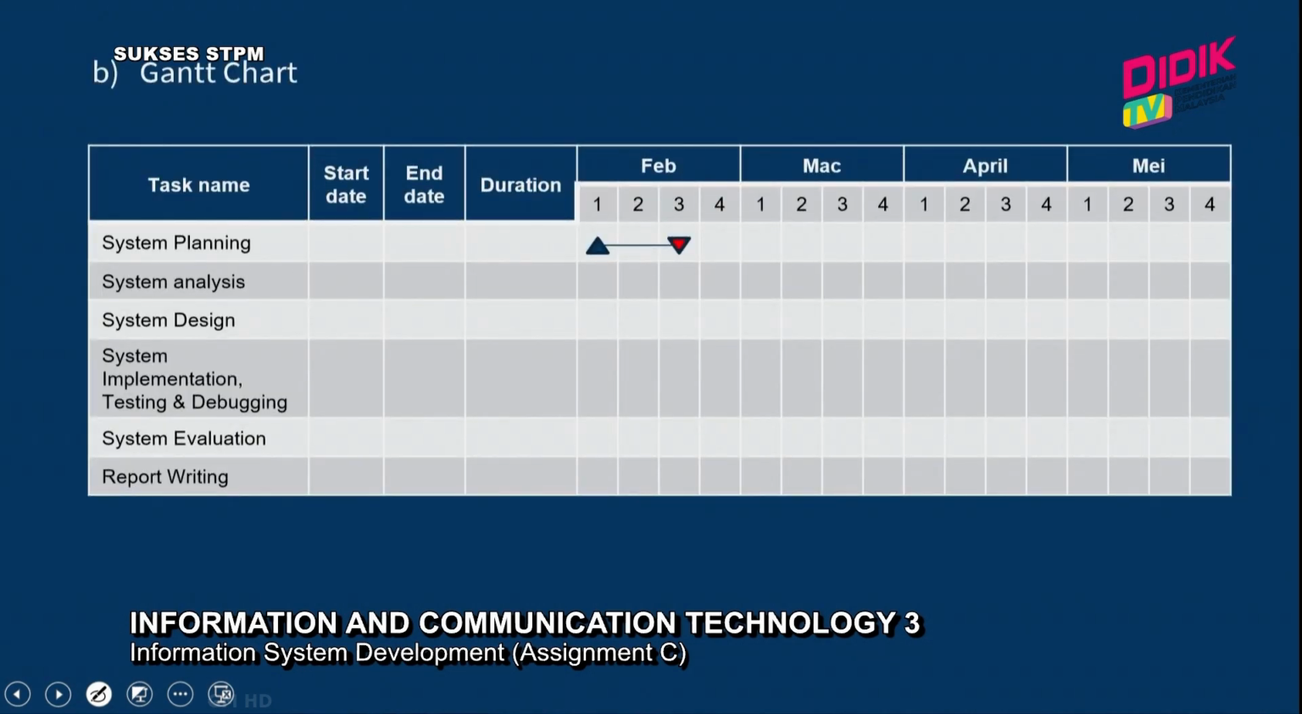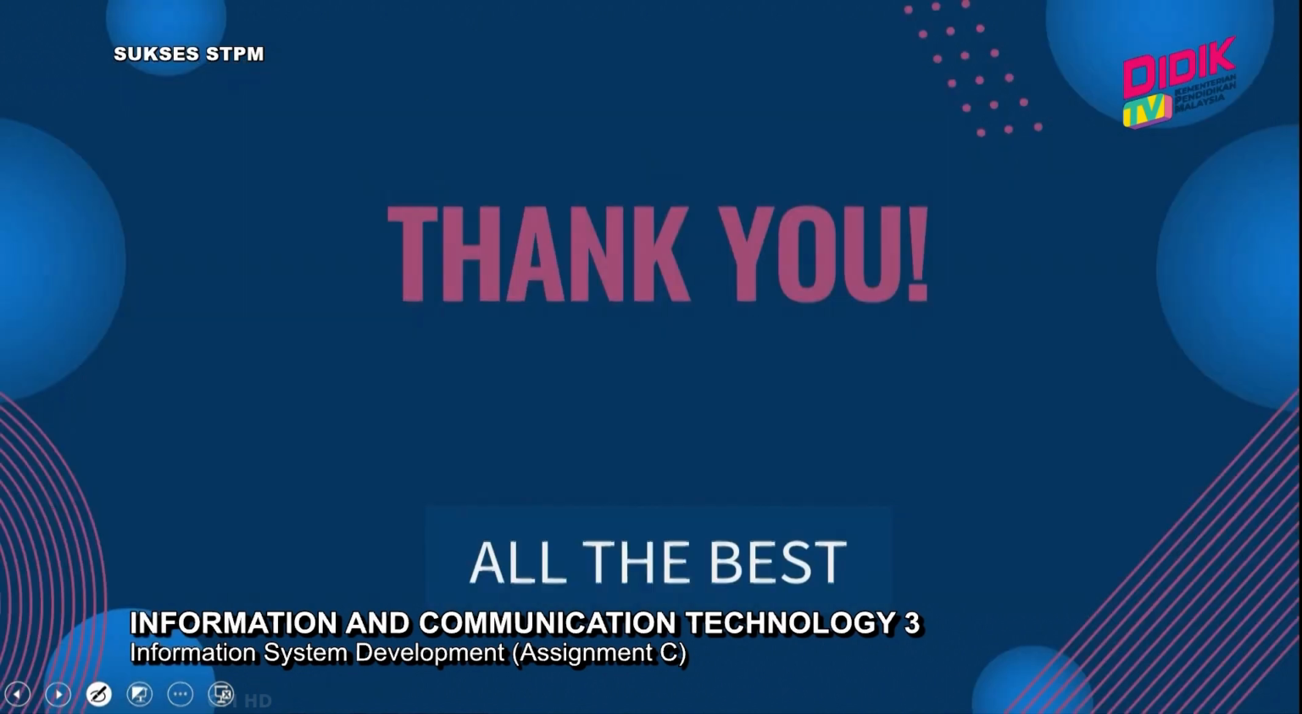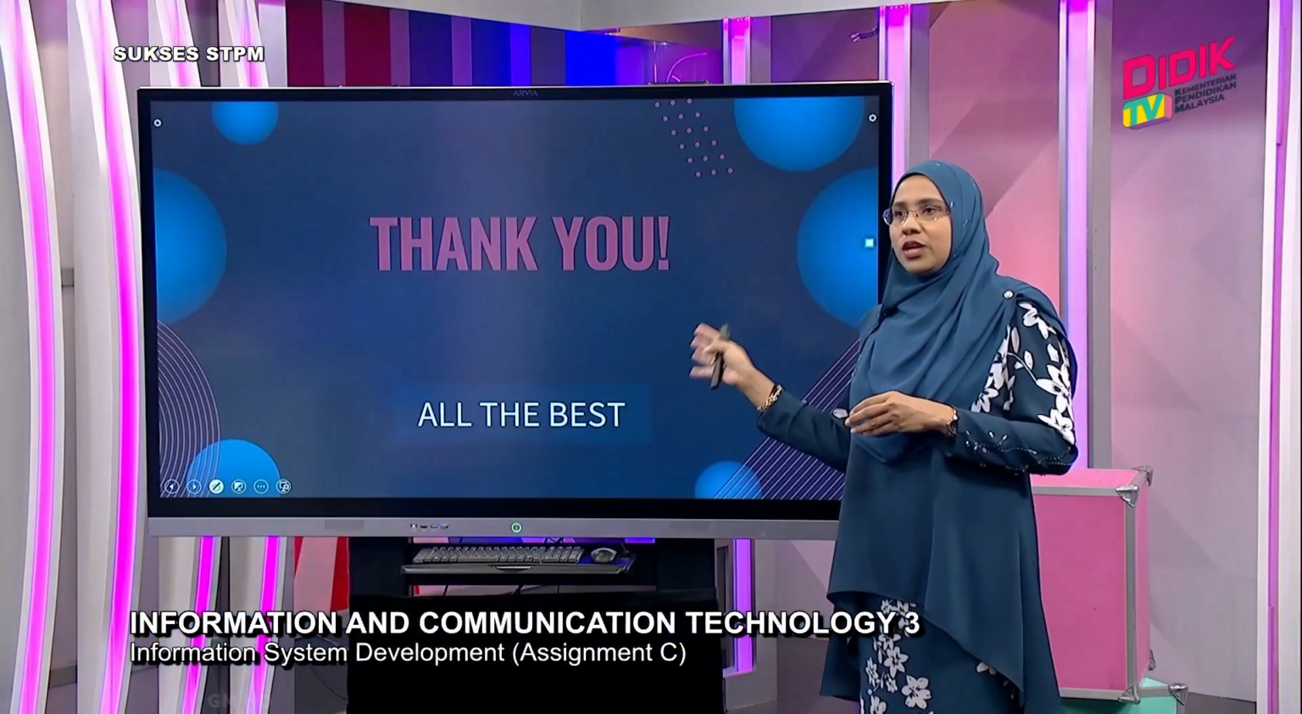This is an example for the Gantt chart. You have done this in your assignment. This one is empty, but you try to fill it in. Start date, end date, duration, how long, and then you put the months, how many months, 2 months, 3 months, up to you. And then the task names according to your tasks: system planning, system analysis, system design, and so on until finally you write the report. That's all for the Gantt chart. And then remember how to draw the structure chart if the question asks you to draw it. I think that's all about questions related to the assignment.